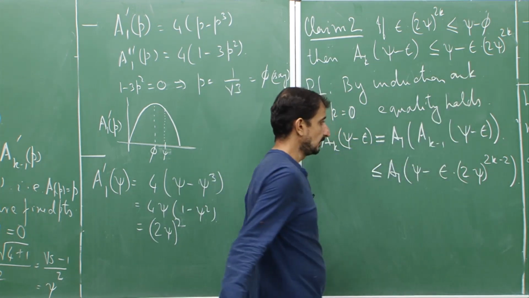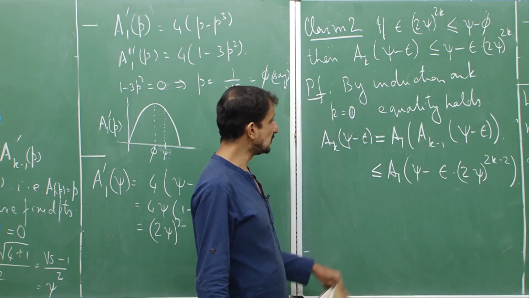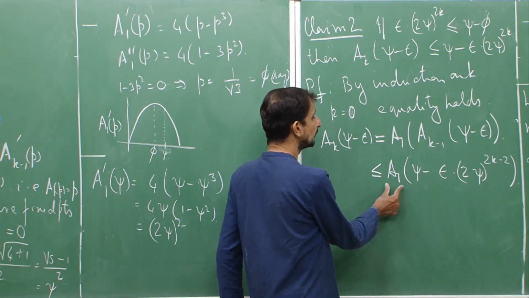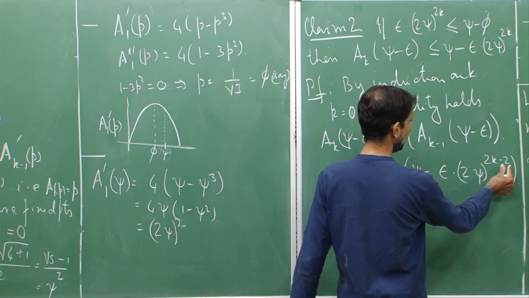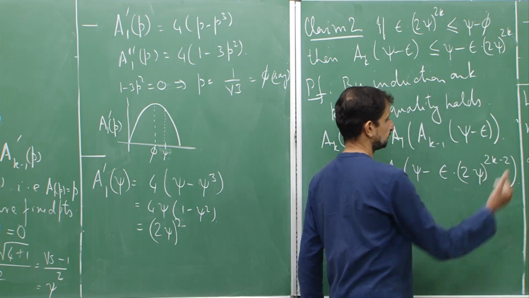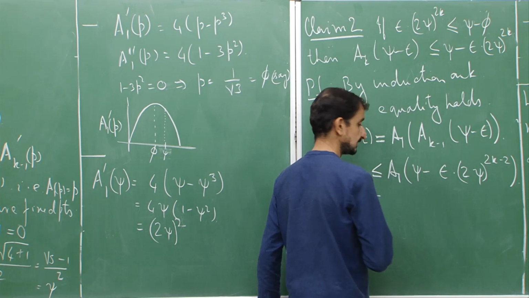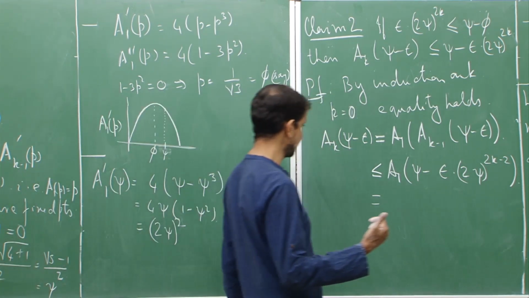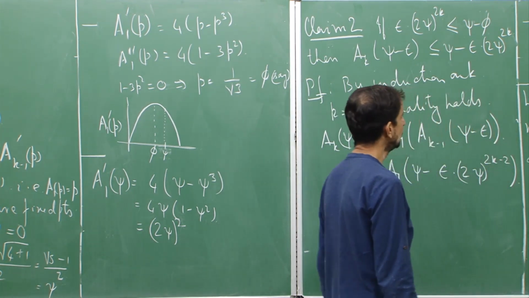Now, what do we do? We have this and we want to get rid of this a_1 here, and it should somehow give another 2 psi square term. So, what we will use is the mean value theorem. Recall what the mean value theorem says. Let me write down what the mean value theorem is.